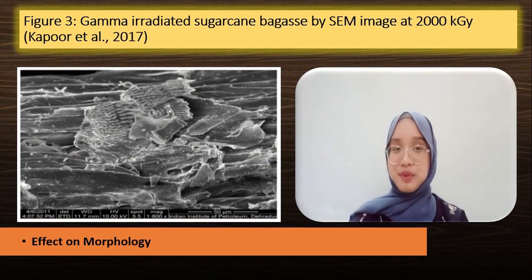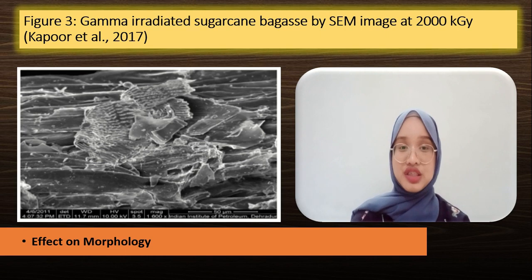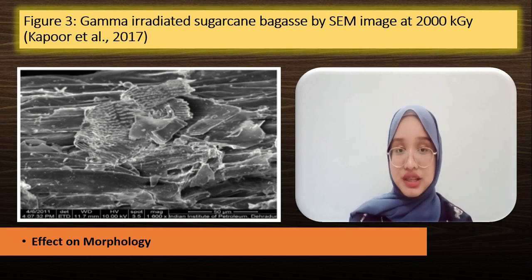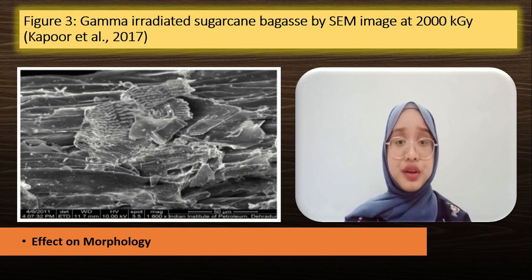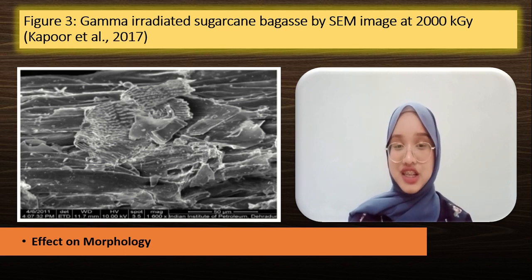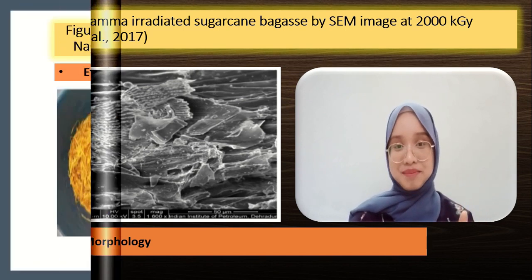Next, effect on morphology. Figure 3 shows the morphology of bagasse irradiated with gamma ray of 2000 kg by using SEM. It shows the existence of pores in the bagasse lignocellulosic components. Thus, it is evident from the micrograph that the pre-treatment exposure of gamma irradiation of sugarcane bagasse opens up cellulose, making the cellulose more accessible to acid and hydrolytic enzymes.